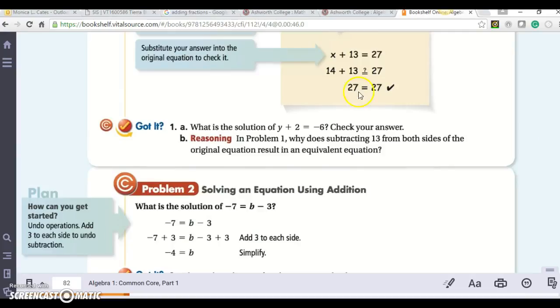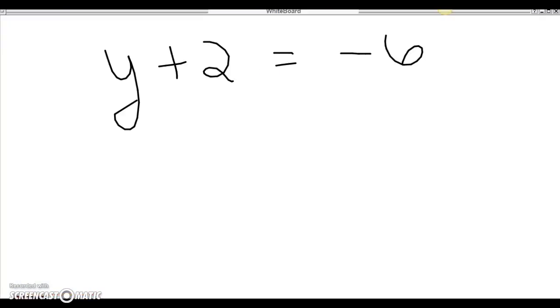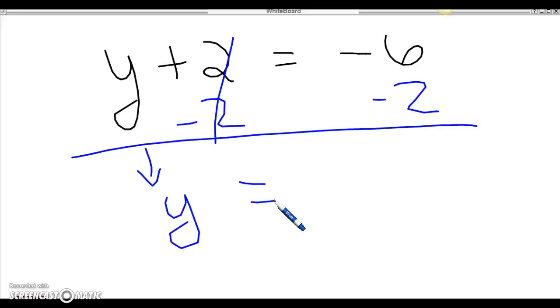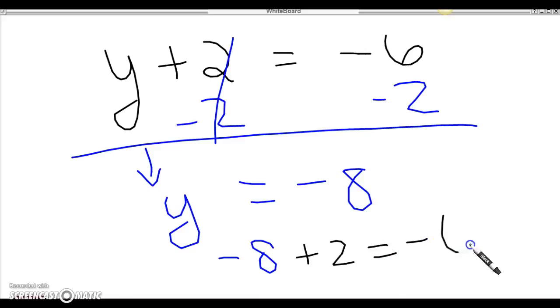Let's try the Got It. y plus 2 equals negative 6. So here I have it. I'm going to do the inverse operation of adding 2. I'm going to subtract 2 because I want to get my y isolated by itself. So 2 minus 2 is 0, so it crosses out, and I just bring this y down. I get y equals negative 6 minus 2. Negative 6 minus 2 is negative 8. So I can check my answer. If I put in negative 8 plus 2, negative 8 plus 2 is negative 6. So it checks out.